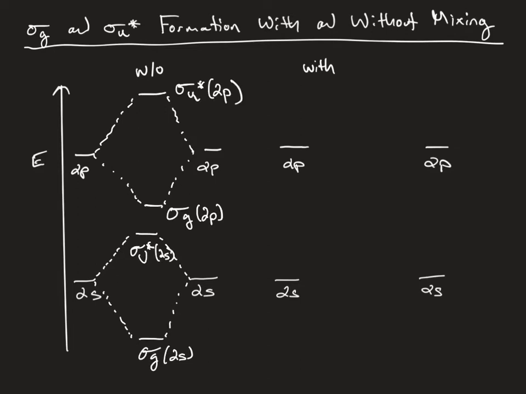Now, when we go through and turn on mixing, it's going to primarily influence the energy of these two orbitals right here, the sigma u star from the 2s and the sigma g from the 2p. So going through and doing this, you form your sigma g from the 2s. The sigma u star from the 2s, which now has a little bit of 2p character.